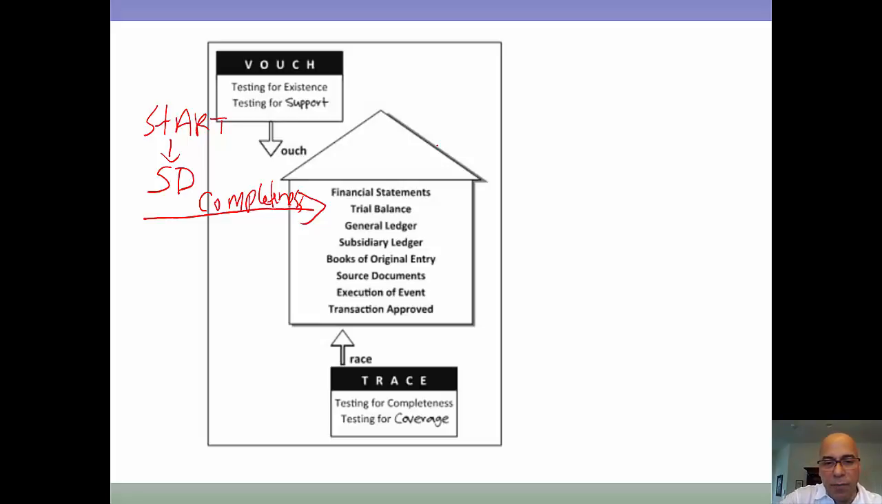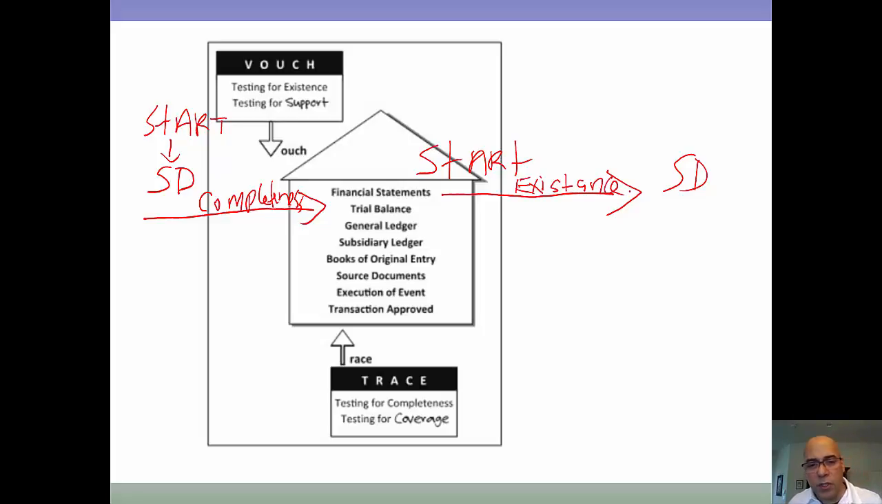Okay, if I start at the financial statements, and I come this way to the supporting documentation, that's the existence assertion. Okay, that's going to be existence. That's going to help the auditor determine that the existence assertion was fairly stated. Okay, and again, we're saying supporting documentation, but easy to visualize equipment.